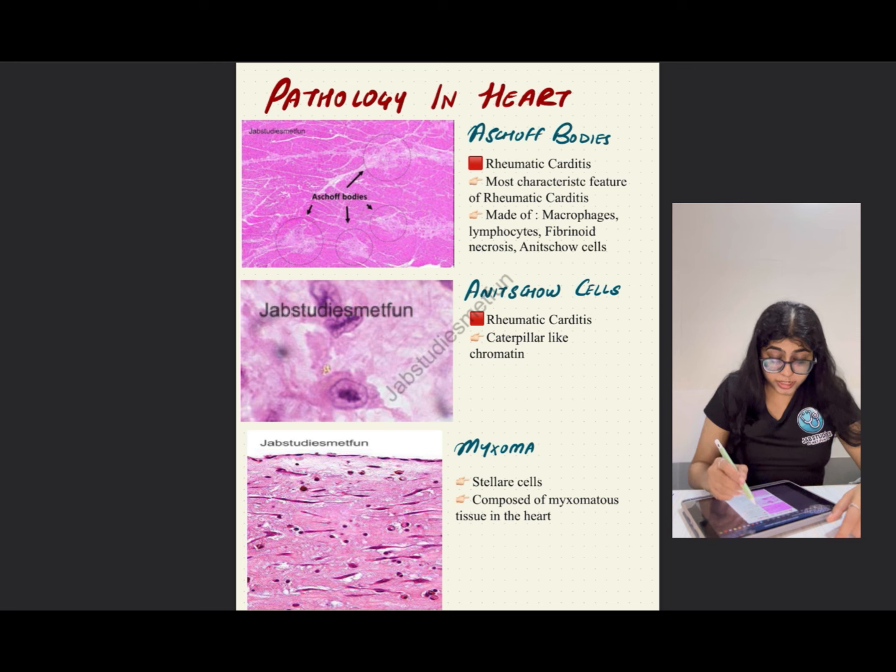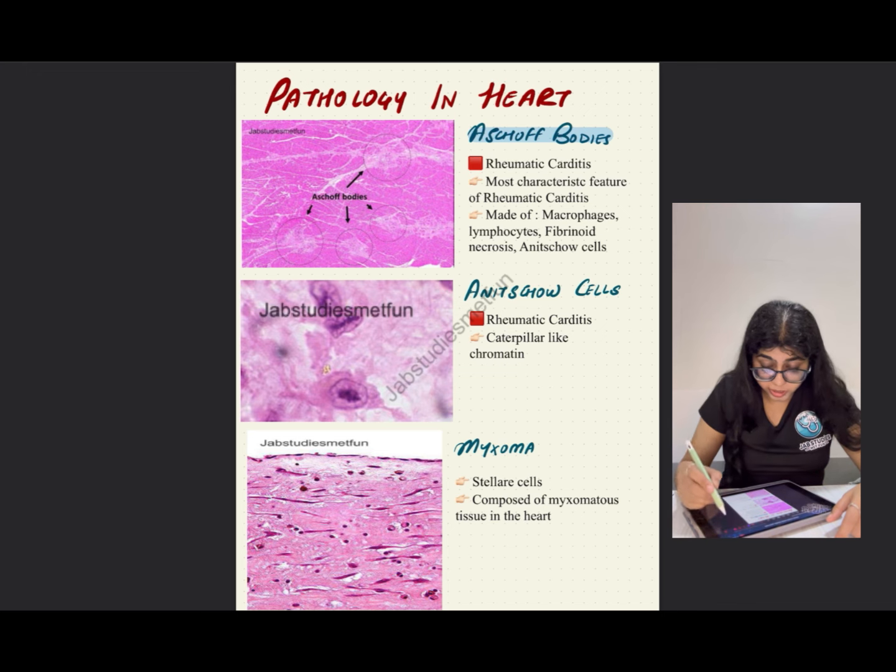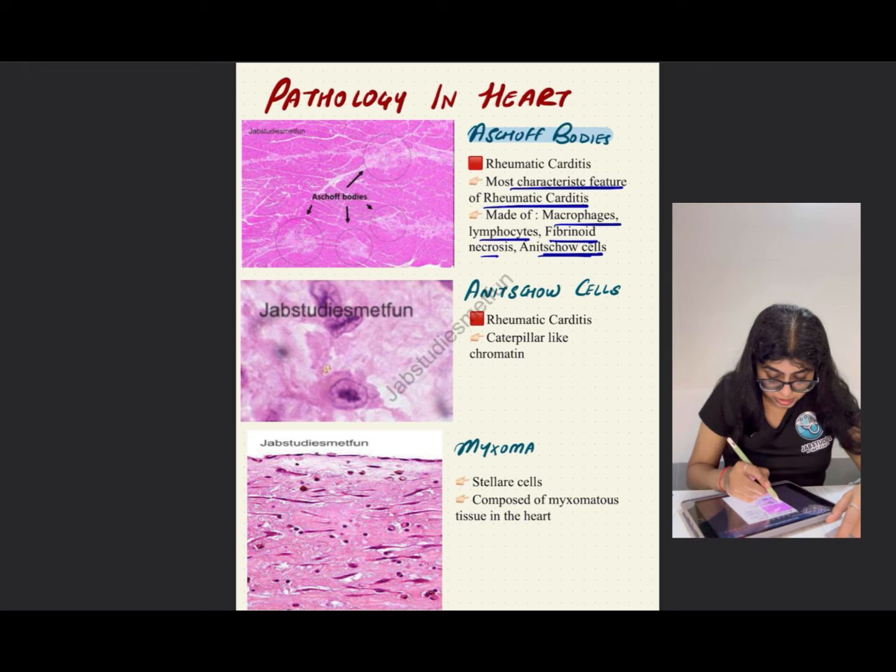The different kinds of pathologies in heart. The first one we see is Aschoff bodies, seen in rheumatic carditis. It is the most common feature of rheumatic carditis. It is made of macrophages, lymphocytes, fibrinoid necrosis, and Anitschkow cells. So you can see these Aschoff bodies are pinpointed over here.